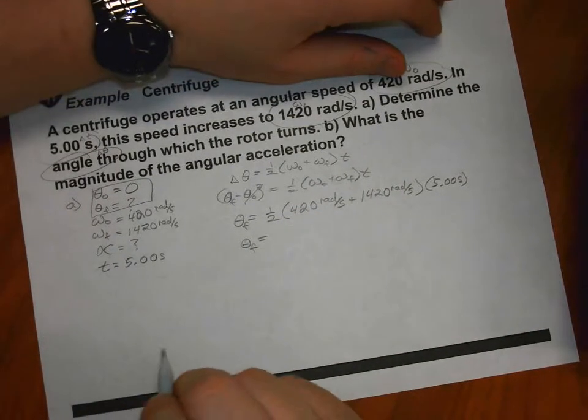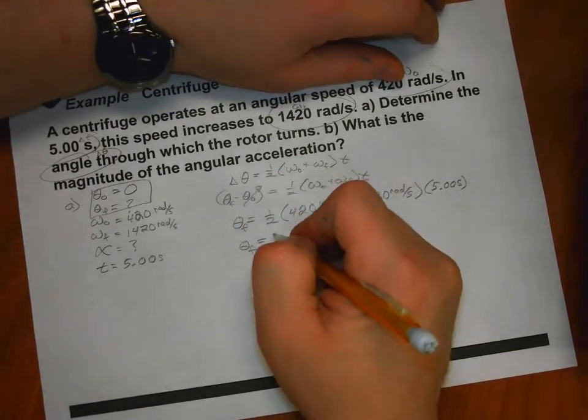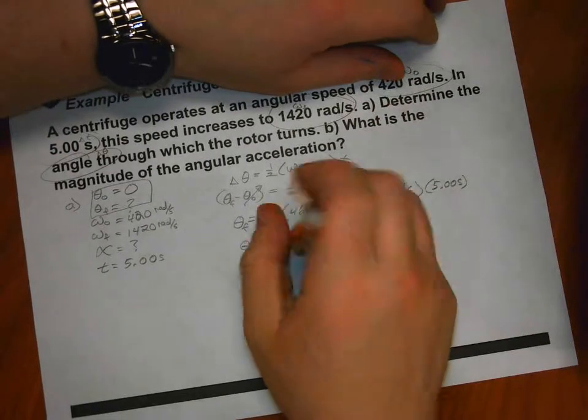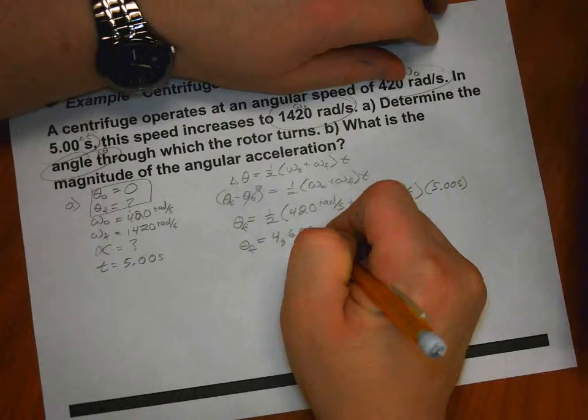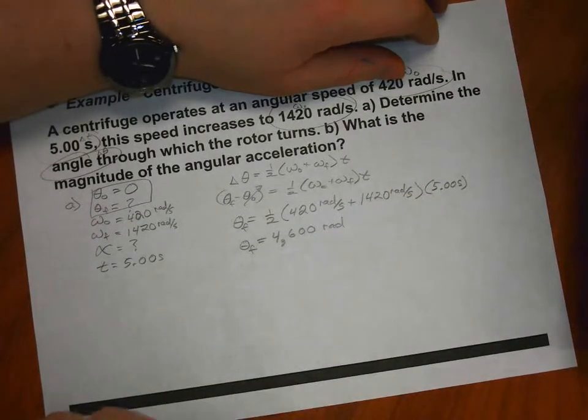When you do all that math, you get 4,600 radians.